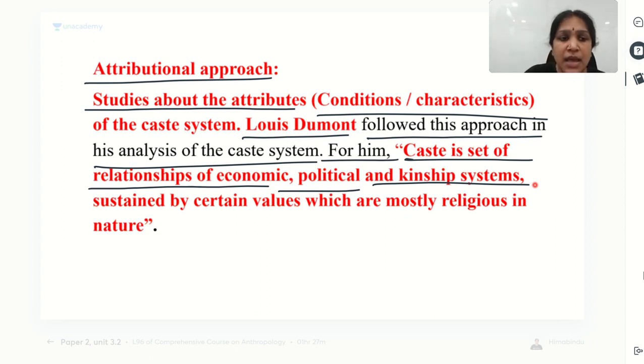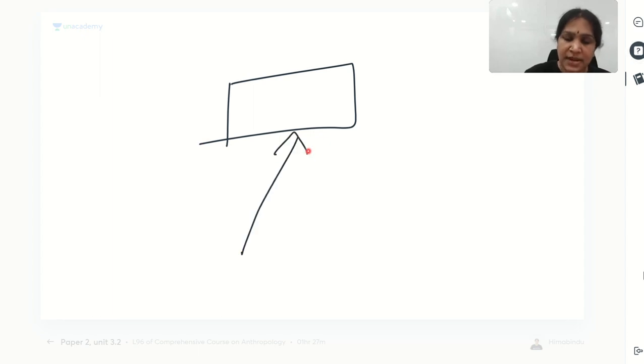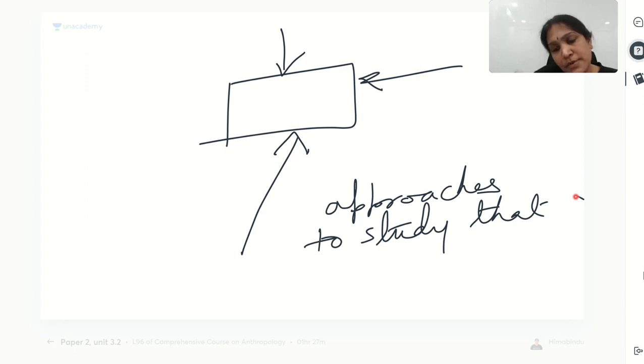Yes. Okay. See, approach means what? For example, you have to study a square. Are you studying it from this side, or from this side, or from this side? So, where are you approaching it from? Is it clear? What aspects are you studying? So that means approaches. There are different approaches to study that. Same like that. Now where are you studying the caste system from? You are studying what aspects of the caste system. Are you studying about its origin, or the caste system as given in the Indian textbooks?